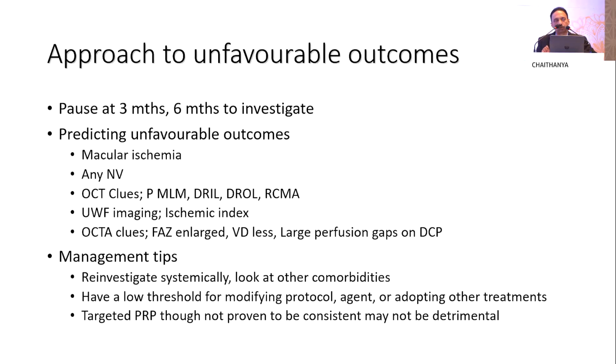So this is my final take on unfavorable outcomes. You need to pause at 3 months and 6 months and reinvestigate. Look for unfavorable outcomes on the OCT, look at ultra-wide field imaging or OCT clues, and then reinvestigate systemically at that point. Look at other comorbidities, and then have a low threshold for modifying the protocol or agent or adopting other treatments. And targeted PRP, though not proven to be consistent, I feel may not be detrimental in these patients and should be adopted.